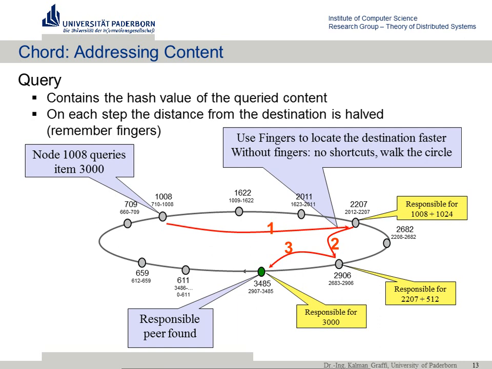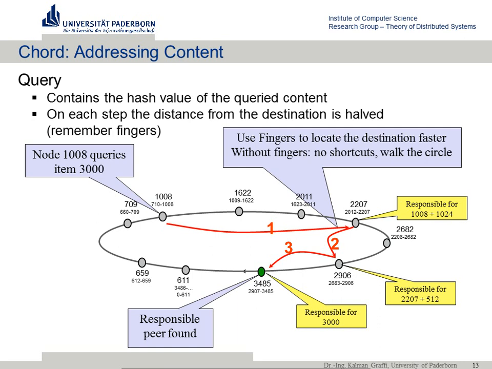so the next finger that doesn't go beyond but is closest is this one, so you come closer with every step. The only exception is if you are the predecessor: if the searched object ID is between you and your successor, then you forward it to your successor. So this is the only case where you go beyond the number that you're looking for. And so within 3 hops in this case, you found the object.